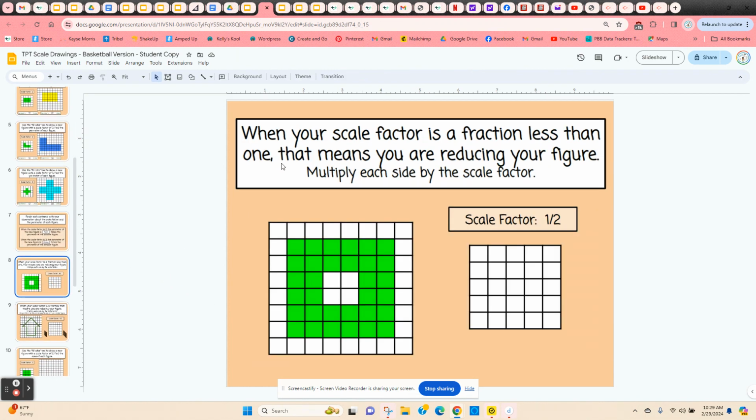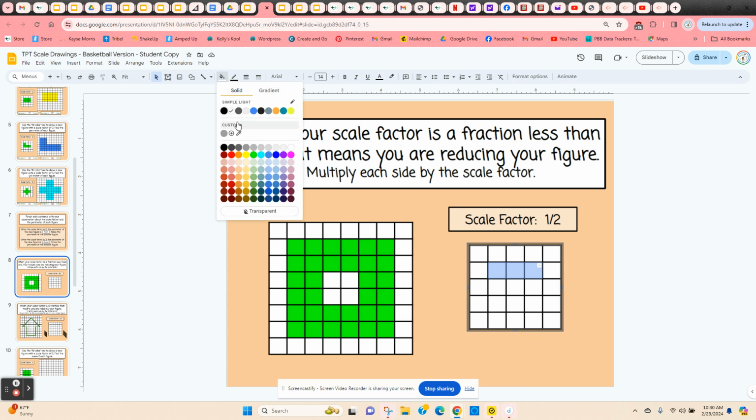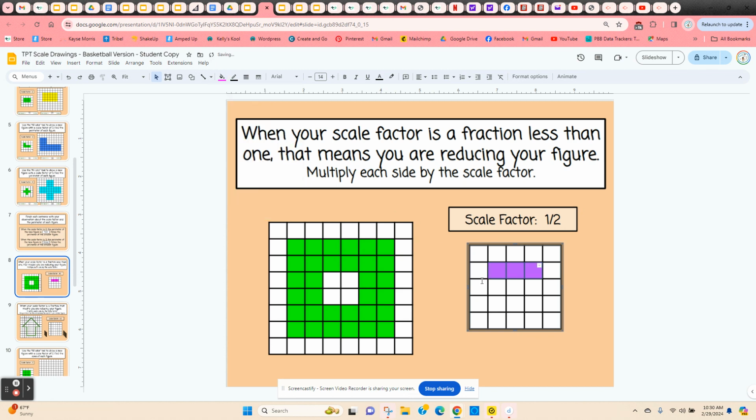Now the next one shows what happens when your scale factor is a fraction less than 1. So here the scale factor is 1/2. That means we're going to multiply all of the units by 1/2, or divide by 2. So here we have a 6 by 6. It's now going to be divided by 2, which will be 3 by 3. And we're going to leave that middle square blank. And so they'll have a smaller figure scaled down by a scale factor of 1/2.